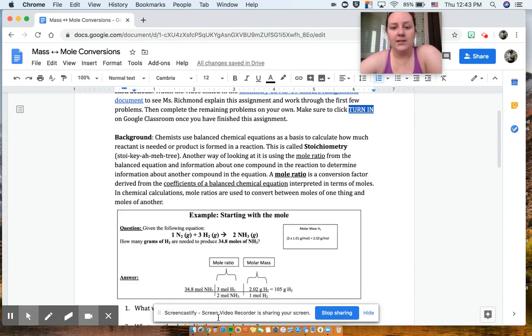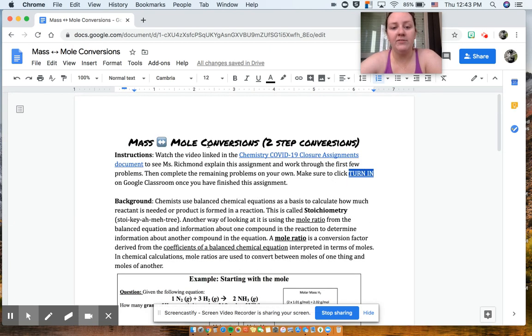So the basic idea here, this problem set, these mass to mole conversions, these are two-step conversions. We have practiced now using molar mass as a conversion factor to go from grams of one substance to moles of that same substance and vice versa. And we've also done mole to mole conversions, looking at a balanced chemical equation and using the mole ratio to convert between, let's say, moles of one reactant and moles of one of the products.